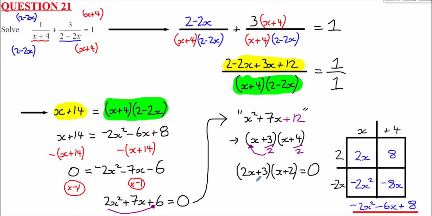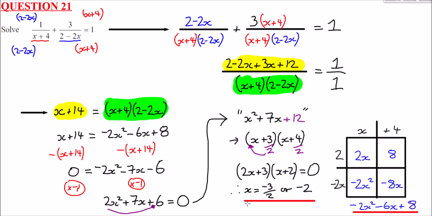equals 0. Therefore, if this bracket would be equal to 0, 2x would equal negative 3, because minus 3 plus 3 would then cancel. If 2x is negative 3, x would have to be minus 3 over 2. Or perhaps x could be equal to minus 2, because minus 2 plus 2 again would make this bracket equal to 0. So in other words, x is either minus 3 over 2 or minus 2.